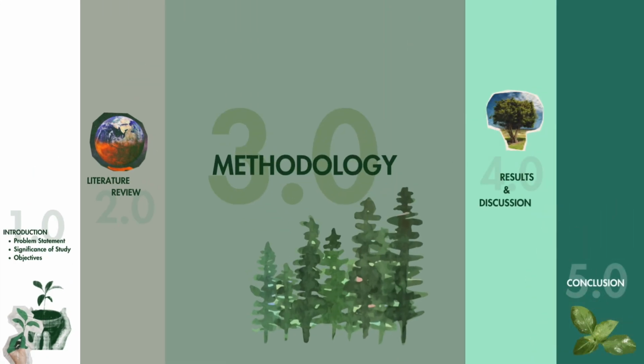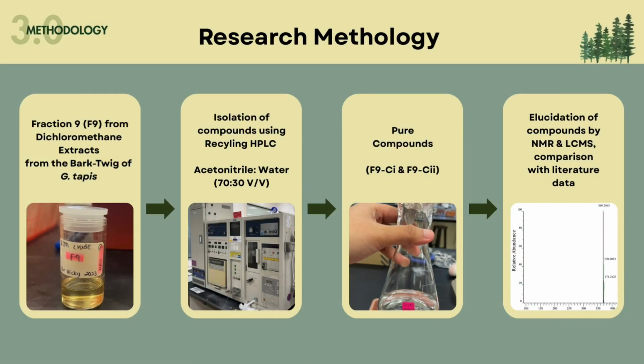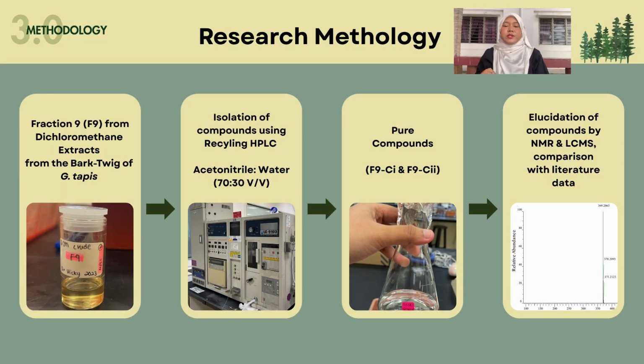Alright, now I'm moving on to the research methodology of my study. So the workflow for this study involves several steps where we start with the recycling HPLC profiling to determine the best solvent system to isolate the compounds for the fraction of Goniothalamus. After the solvent system has been determined, which is 70% of acetonitrile and 30% of water, the isolation process starts by using recycling HPLC. In order to get as much yield as possible, the isolation process and the injection were repeated for a few times.